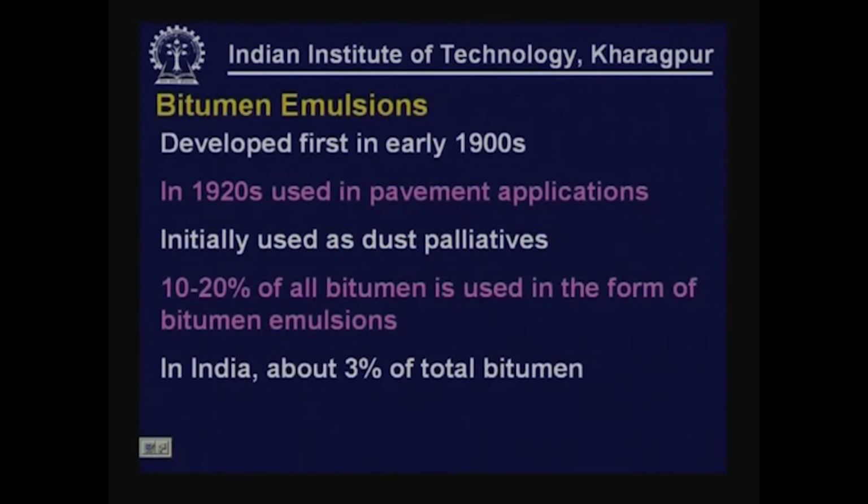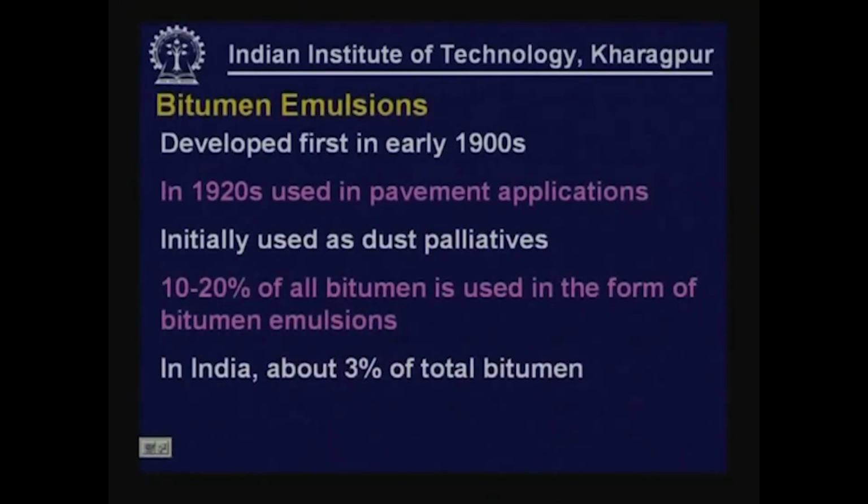These have been developed first in the early 1900s. In 1920s, emulsions were used in pavement applications. That was almost the first known application of emulsion in pavement application, and these were initially used as dust palliatives to control dust problem. About 10 to 20% of all bitumen is used in the form of bitumen emulsions, that is the world average, whereas in India we are using about 3% of the total bitumen that is produced, or rather that is used.